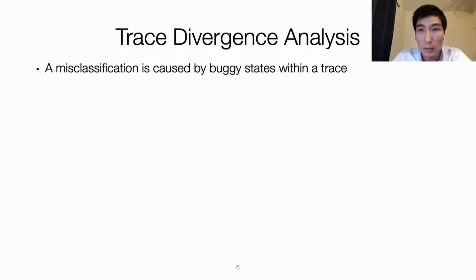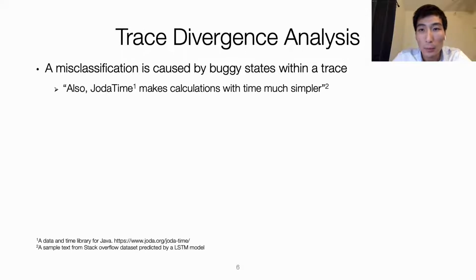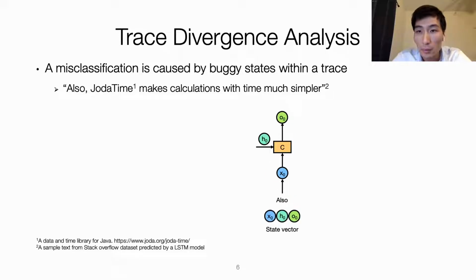A misclassification is due to some buggy internal states in a trace. We use an example sentence to explain our analysis. Each word is first transformed to its embedding and then fed to the model, which produces an output for the current step. The input, history, and output constitute the state vector.